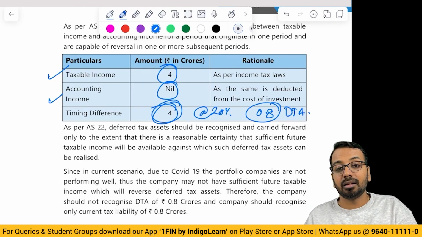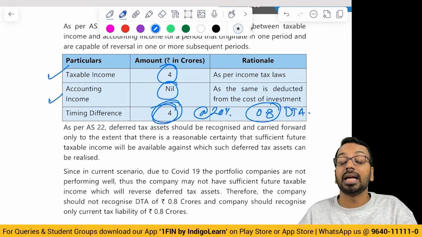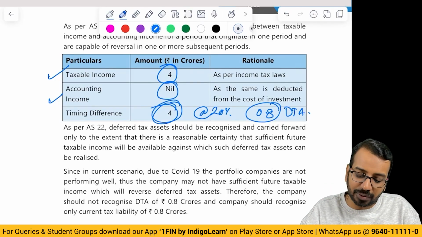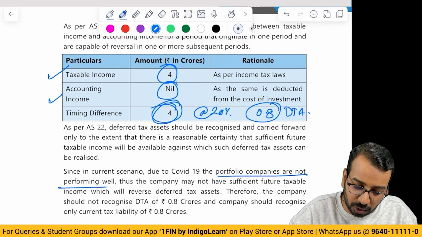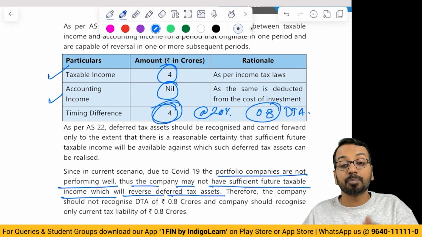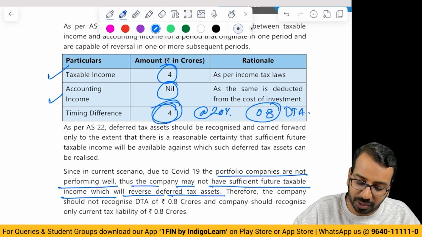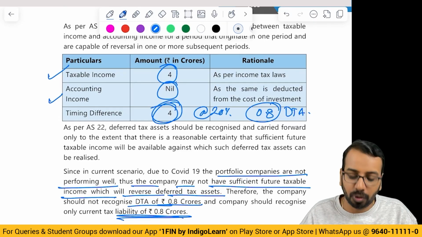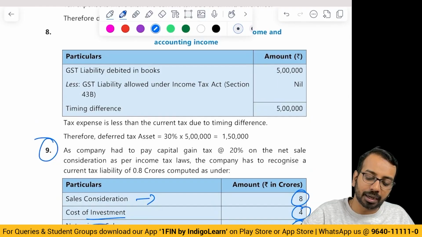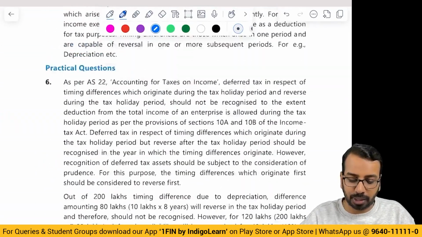Now, this DTA, whatever I have created, I can show it as DTA in the books if I believe that in future I will get benefit. But they have said that the portfolio companies are not performing well, thus the company may not have sufficient future taxable income, which will reverse the deferred tax asset. Because in future I will not get any income, where is the question of reversal? And if reversal will not happen, we should not recognize DTA and only show current tax liability of 0.8. Okay, practice this. If they pick it up in the examination, it will be a good help for you.